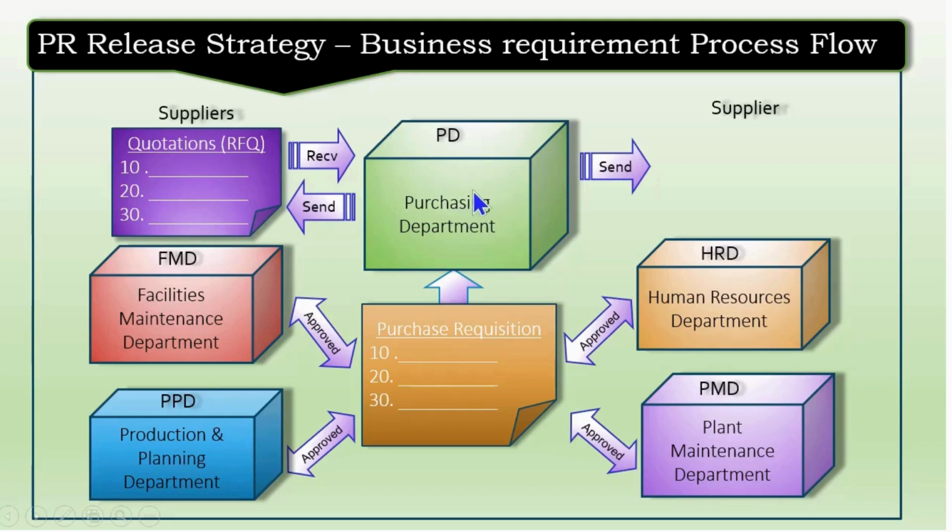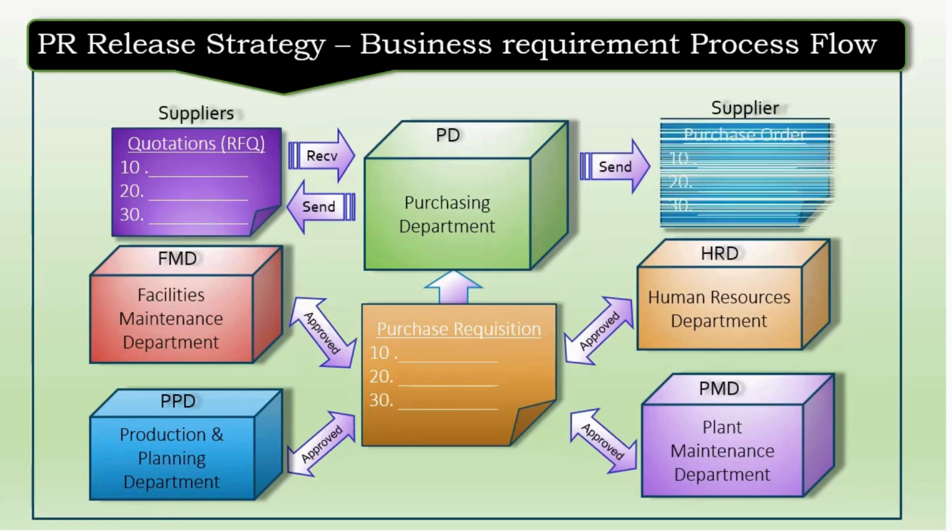From that, they will know which supplier has quoted the best price. Then they will allocate the PO to that supplier. So a purchase order will be generated and sent to the supplier. This is the business requirement. We'll be following this model and we'll be creating a release strategy based upon this business requirement. So this will be our assignment.